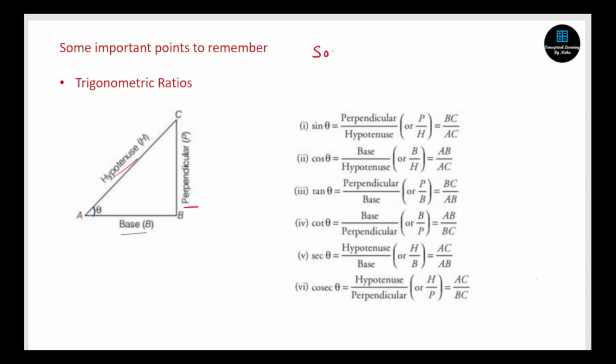Some people curly brown hair. Now how to understand this? S for sine, P perpendicular, H hypotenuse. So sine theta is perpendicular to hypotenuse. Cos theta, B is base and hypotenuse. Once you remember sine theta and cos theta, automatically you can understand the remaining ratios. So it is very easy to understand.